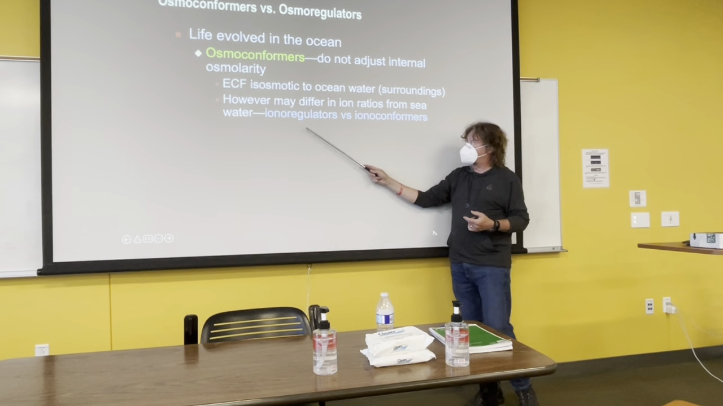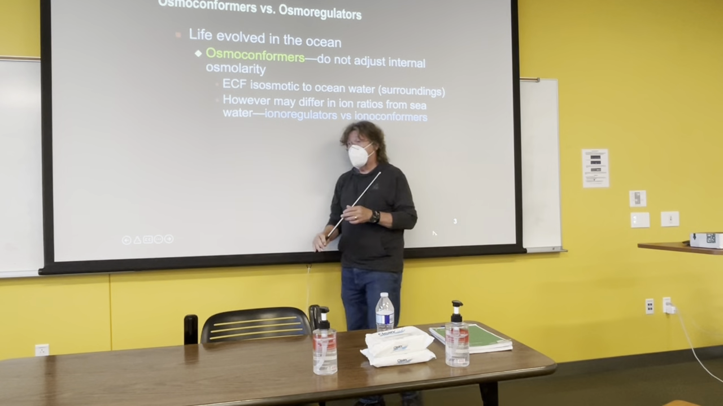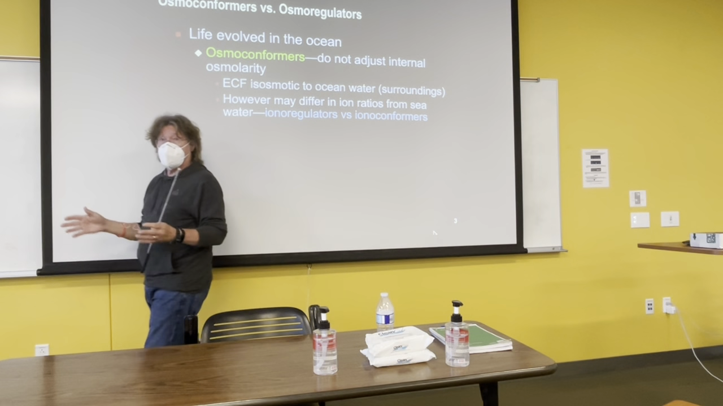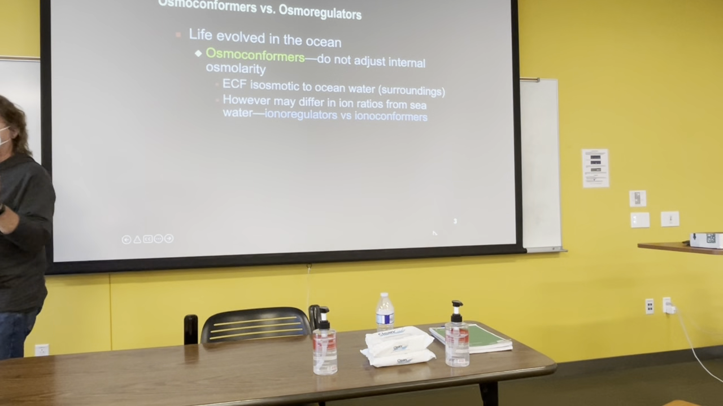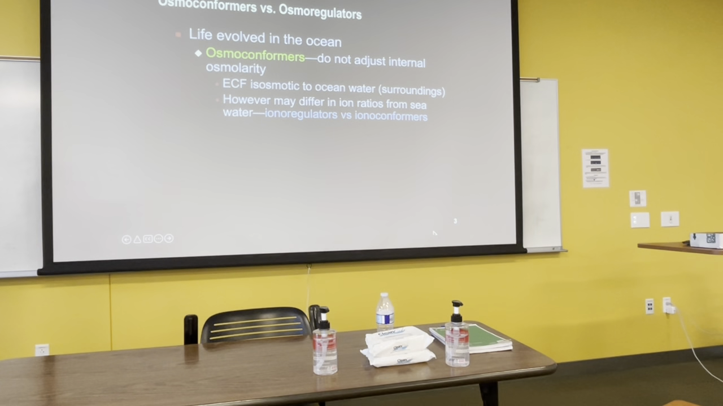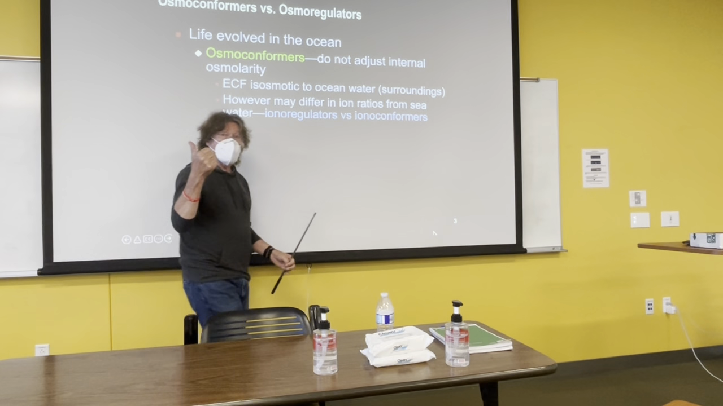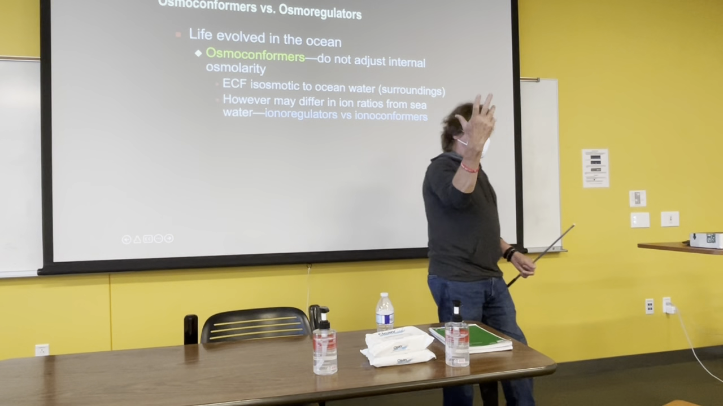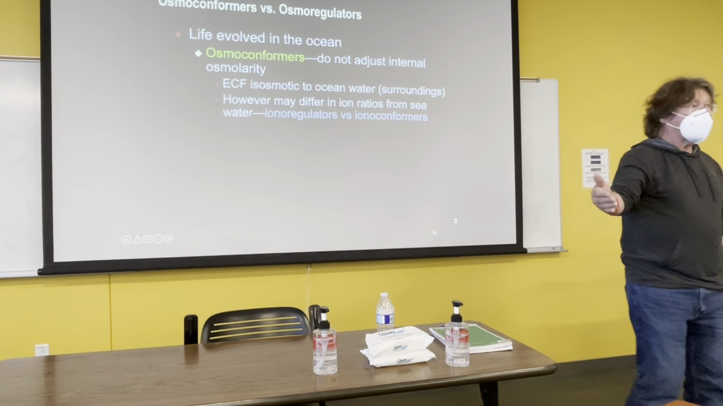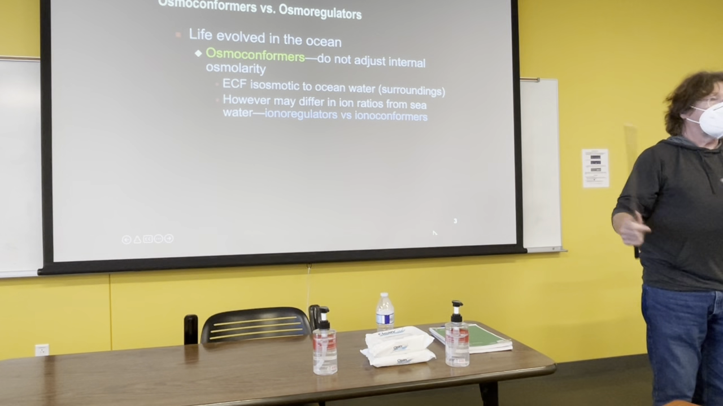These ionoregulators are isosmotic to the surrounding water, but they may maintain a higher sodium concentration and a lower chlorine concentration. But when we're looking at the osmolarity, it's the total amount of solutes. So the solute concentration collectively is the same, but not necessarily the ion concentration. Sodium might be higher, magnesium might be lower, but they balance out, isosmotic, but not necessarily identical inside and out.